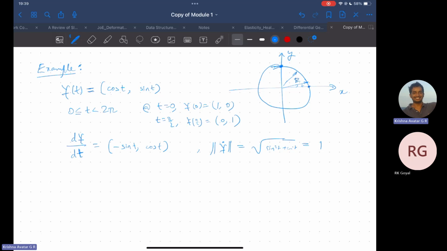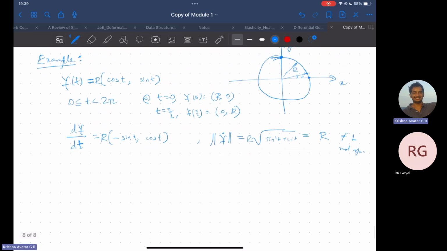What if we have some other circle, some other radius, say r? Let it be radius r now. In that case, things are fine. Here you will have r, 0, 0, r, so it will be r times minus sine t, cosine t, and the norm becomes gamma dot is r. So this is not unit speed in general. So what we do now is determine s of t, which is the integral from 0 to t of the norm of gamma dot dt, which is r dt. So this becomes r t.